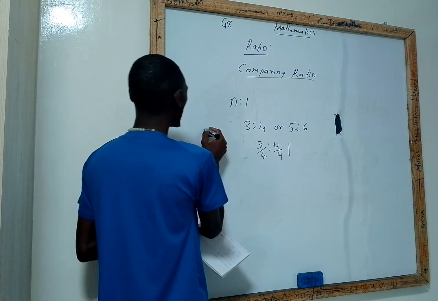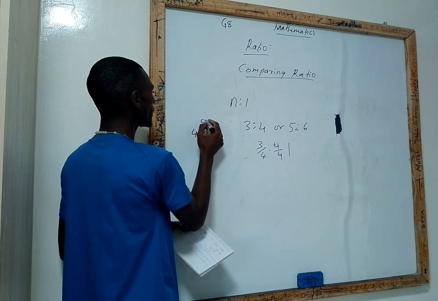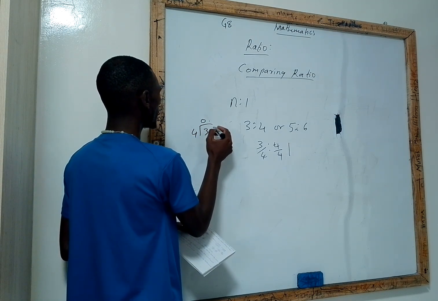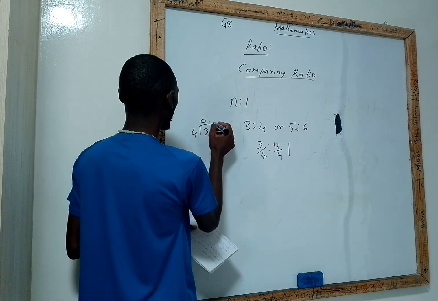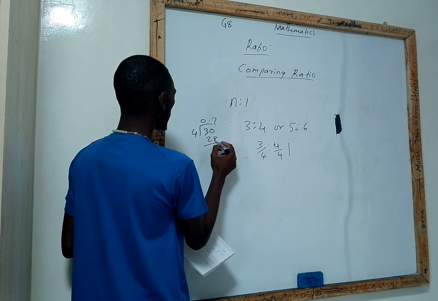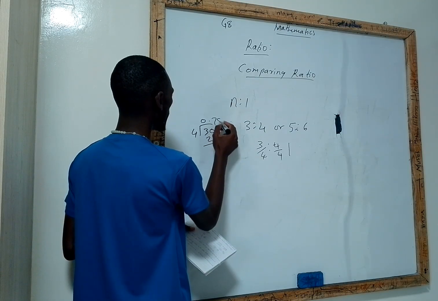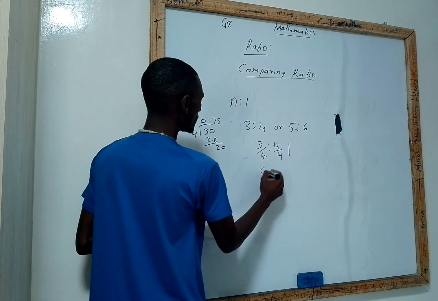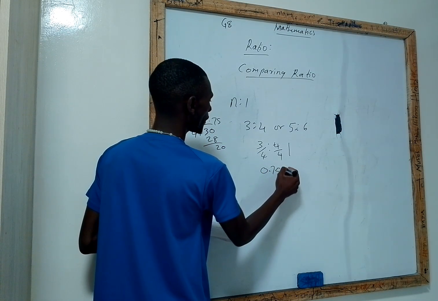3 divided by 4, that is 0. Is it 6? No, 7, which is 28. Remember 2, 5. So this one gives us 0.75 to ratio 1.